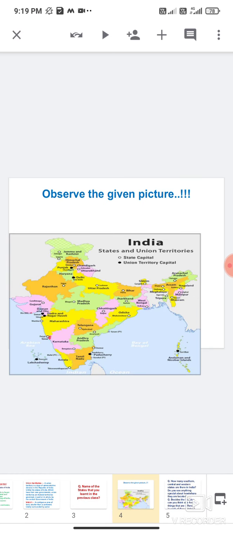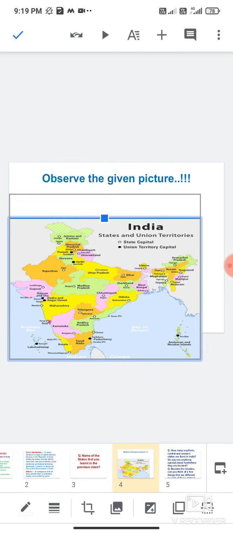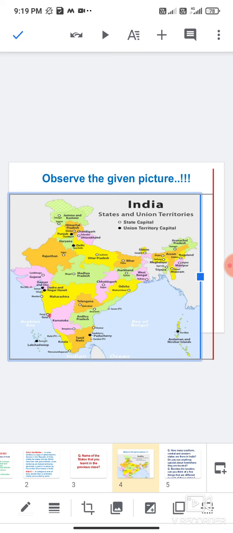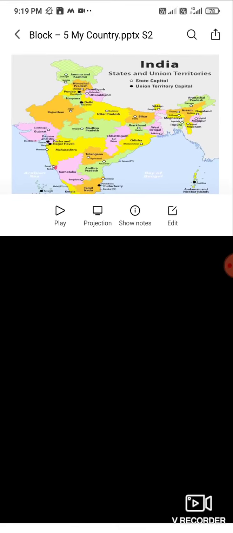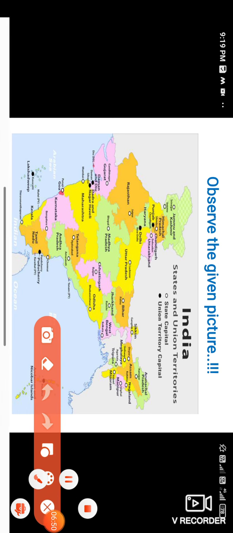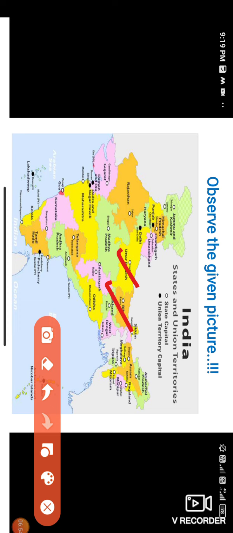Those states are Madhya Pradesh and Chhattisgarh, located in the middle of India. You see that Madhya Pradesh and Chhattisgarh are located in the middle.